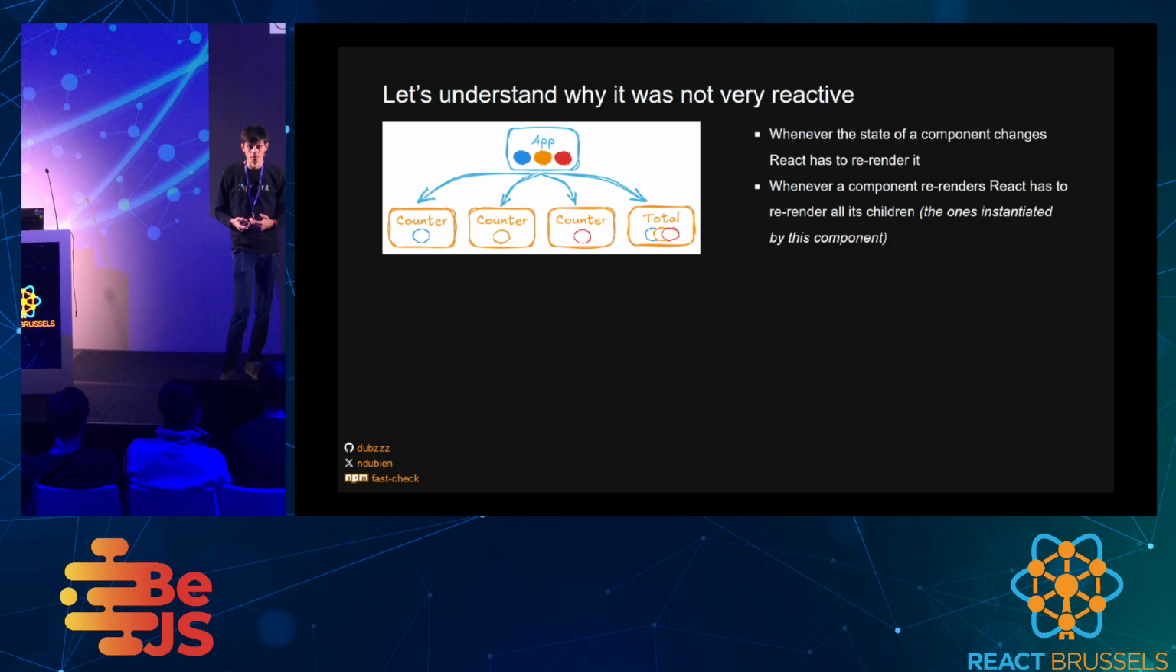But there is a second rule in React. Whenever a component re-renders, React has to re-render all its children. By children, you should understand anything that has been instantiated by this component. In other words, for our application, React will have to re-render counter 1, counter 2, counter 3, and the total. And this is why everything was blinking on my original video.